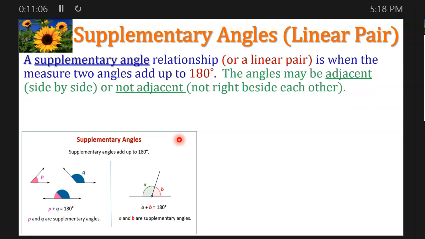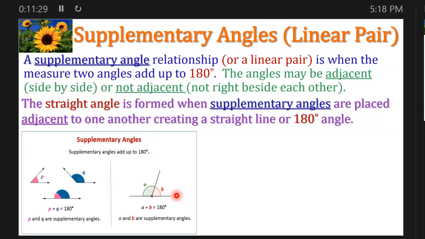Supplementary angle relationship or a linear pair is when the measure of two angles add up to 180 degrees. The angles may be adjacent, which is side by side, like in this case, or not adjacent. So here the Q and the P angle were not adjacent. We stuck them together just to show you what they would look like if you stuck them together. But definitely they're not adjacent here, okay?